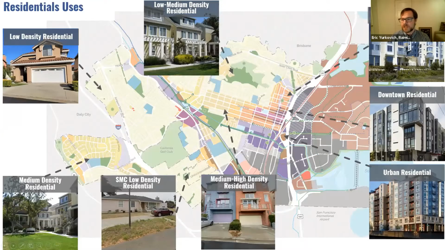This is just a sampling of what some of those residential uses would look like in different areas of the community. I know it's a little hard and a little abstract for a lot of folks to look at this palette of uses across the city and think about what that looks and feels like. But these are examples of what those residential uses look like across the city.